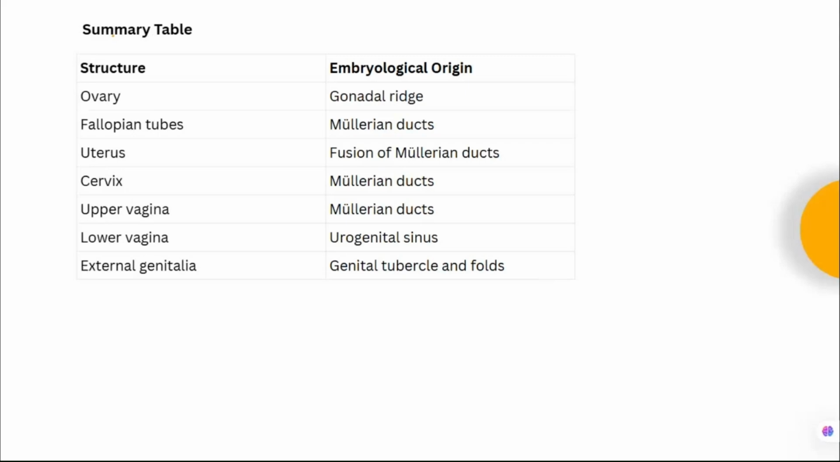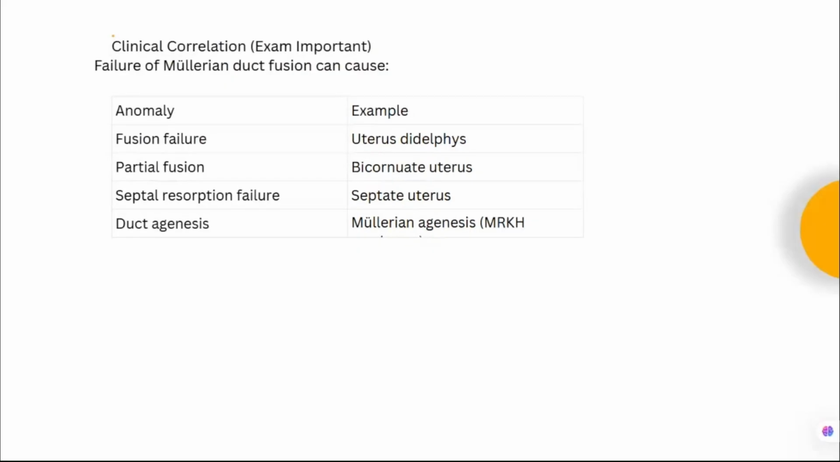Now let us summarize again. The ovary is coming from the genital ridge. Fallopian tubes are coming from the Mullerian ducts. Uterus is coming from the fusion of the Mullerian ducts. Cervix is also from the Mullerian ducts. Upper vagina is from the Mullerian ducts. Lower vagina is from the urogenital sinus, and the external genitalia is coming from the genital tubercle and its folds. So that is the development of the female reproductive tract.